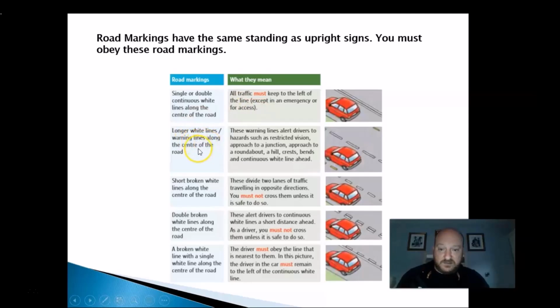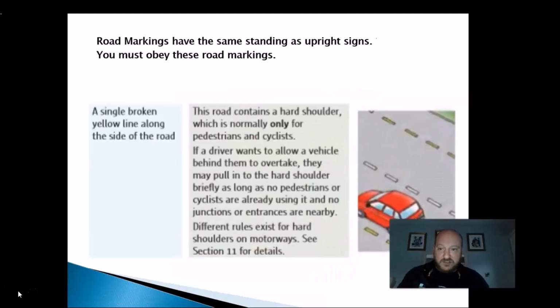Long white lines, warning lines along the center of the road. These warning lines alert drivers to hazards such as restricted vision, approaching a junction, etc. So you can read the rest of them at your own leisure. Road markings have the same standing as upright signs. Like I said before, they're just as important.